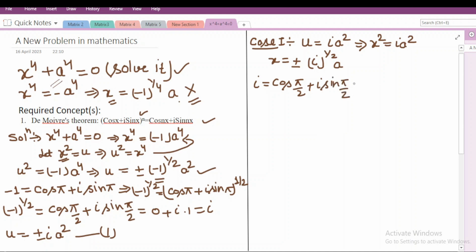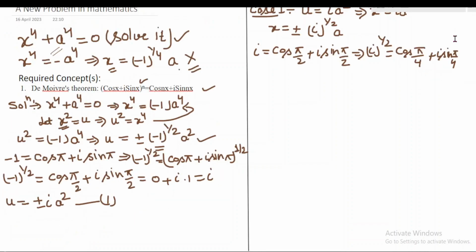Okay, so if we want to find out i to the power 1 by 2, we will have, using De Moivre's theorem, cos pi by 4 plus i sin pi by 4. Okay, so let me make it on the full board. Now this concept will be used in this particular equation.